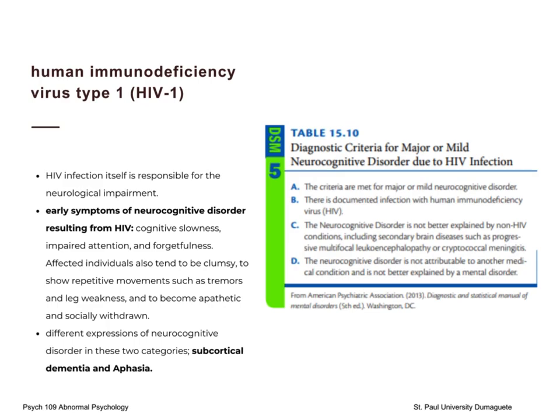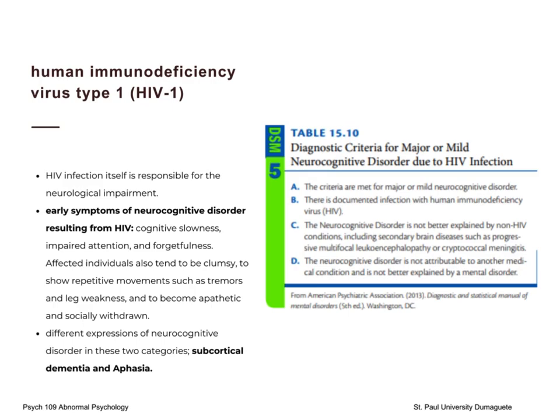You have the human immunodeficiency virus type 1, or HIV-1. This is very rampant nowadays. So it's actually the HIV infection itself that is responsible for the neurological impairment. Early symptoms of neurocognitive disorder resulting from HIV are cognitive slowness, impaired attention, and forgetfulness.